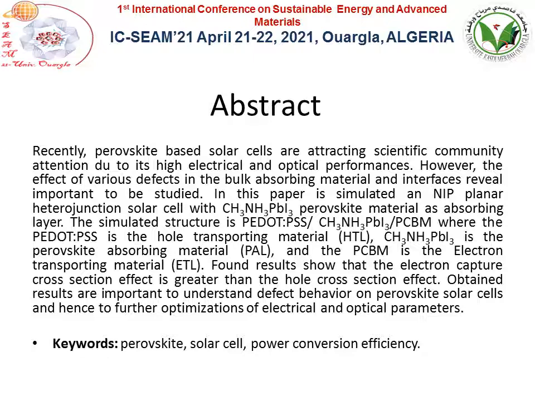Recently, perovskite-based solar cells are attracting the scientific community's attention due to their high electrical and optical performances. However, the effect of various defects in the bulk absorbing material and interfaces is important to study. In this paper, a planar heterojunction solar cell is simulated with CH3NH3PbI3 perovskite material as the absorbing layer.